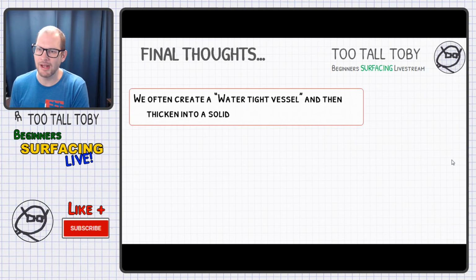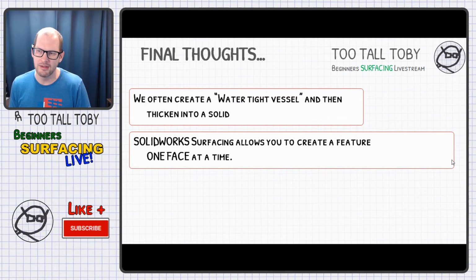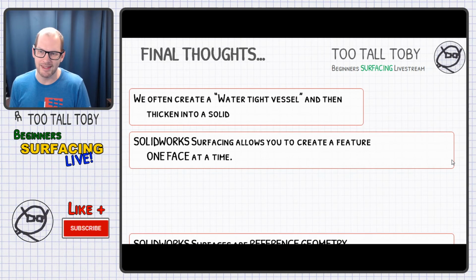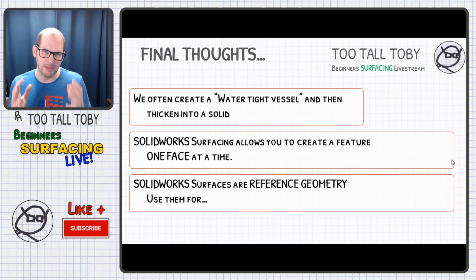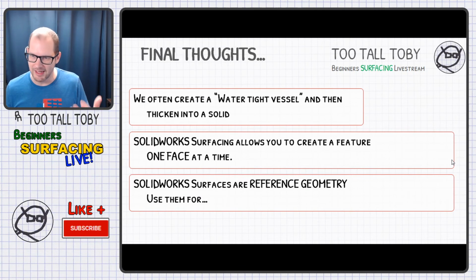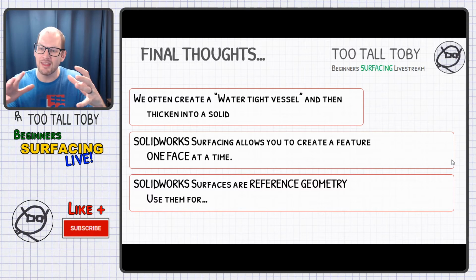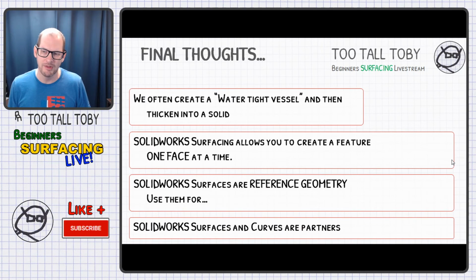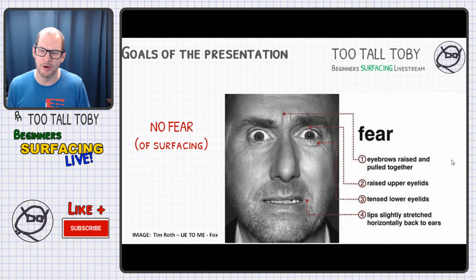You can see here my final thoughts are we generally create a watertight vessel, then thicken it into a solid. We're able to create one face at a time, very important. You want to remember that surfaces are reference geometry. You are going to be using them for things like creating the layout for your solid geometry, but you don't typically hand off those surfaces as your final result. And you want to remember that surfaces and curves are partners.